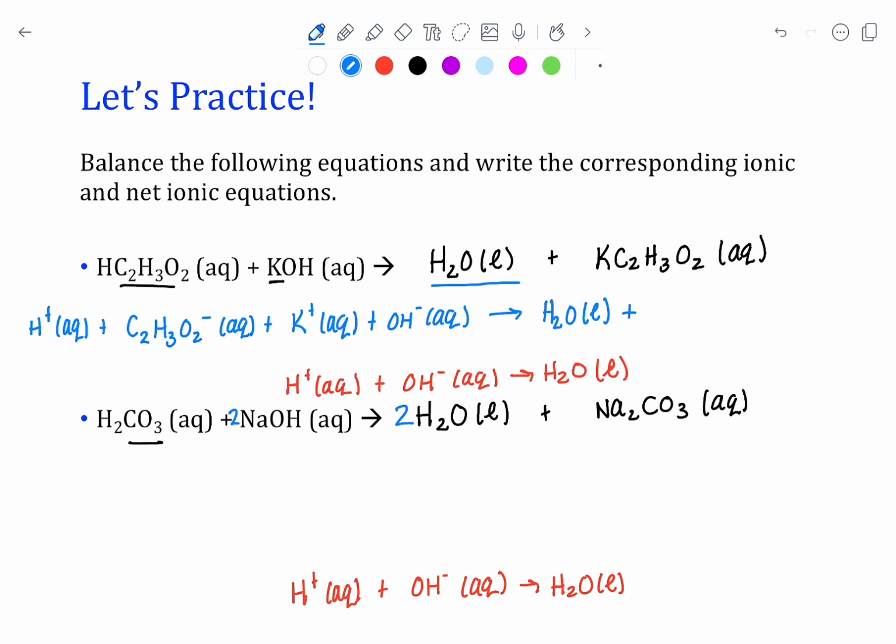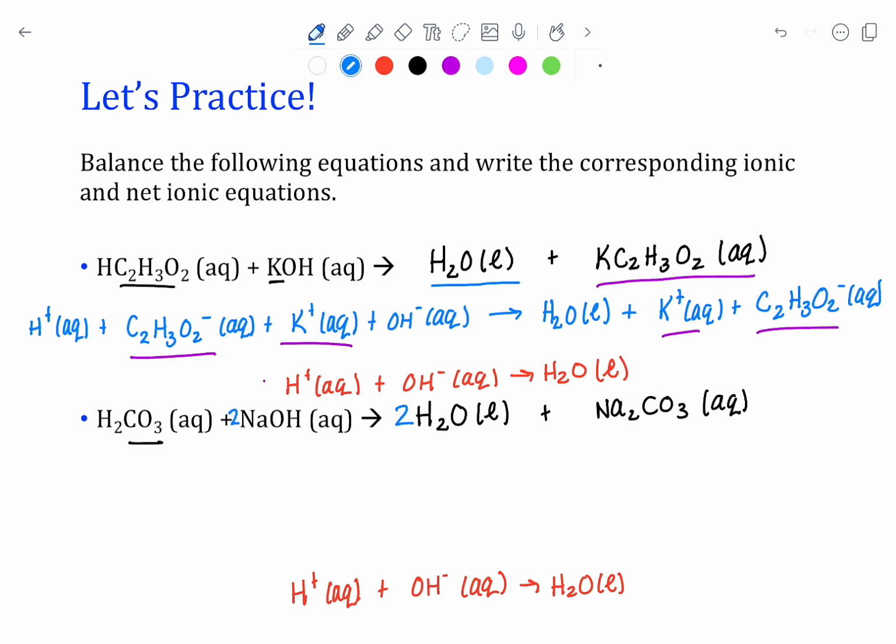If we were to look at water in our water bottles, it would be H bonded to an O bonded to an H. We would not have any ions there. And then we have K, potassium again, and we have acetate ion as well. So we can see here that our spectator ions are the potassium and the acetate, which is our aqueous product, which correlates to our net ionic equation of H plus OH minus creates water.